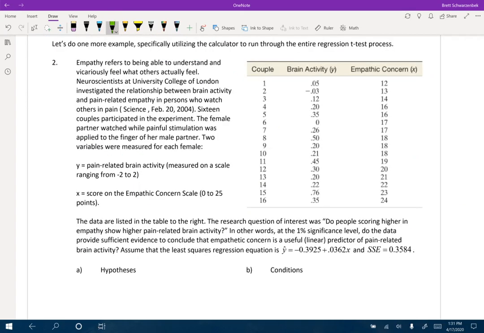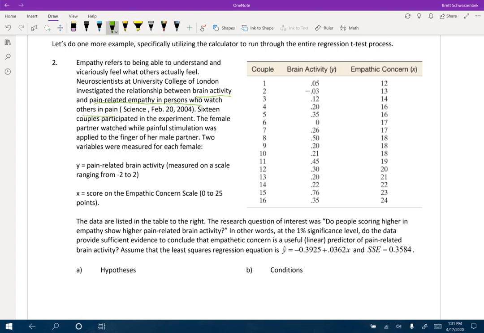Okay, let's do another example. It says empathy refers to being able to understand and vicariously feel what others feel. Neuroscience at the University College of London investigated the relationship between brain activity and pain-related empathy in persons who watch others in pain. Okay, that seems kind of odd.